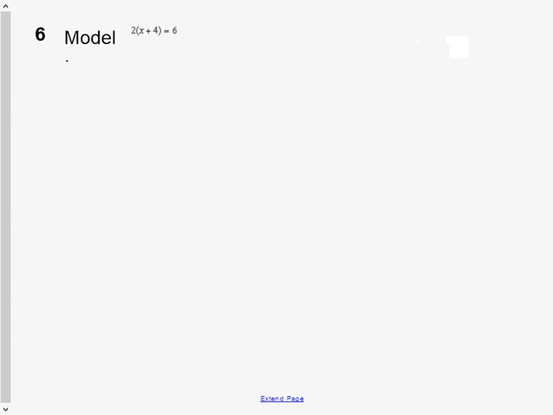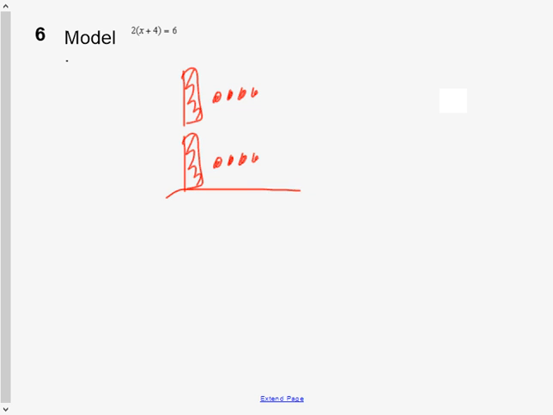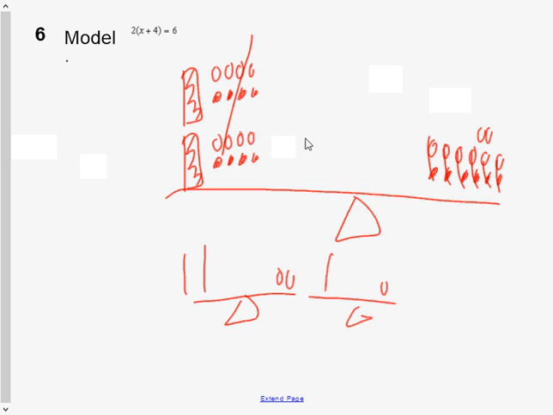Question 6 says model it. So two groups of x plus 4. Well, there's one group of x plus 4. And if I clone it, there's two groups of x plus 4. And two groups of x plus 4 is equal to 6. So I'm going to add a negative 4 and a negative 4, or negative 8 to this side. If I add negative 8 to the left, I have to add negative 8 to the right. When I do that, that becomes all 0 pairs. 2x's is equal to negative 2, which means that each x is equal to negative 1, or x equals negative 1.